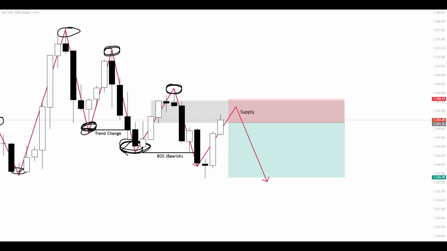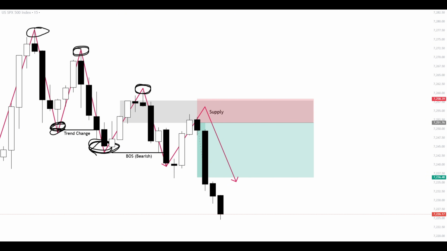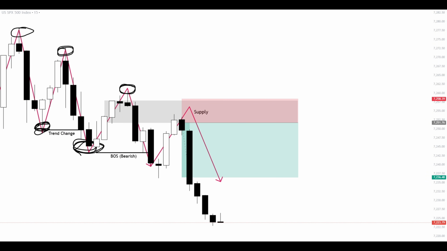We got the pullback to the upside, which hit into the supply. That means that it opened the sell setup. And soon after it hit, the next candles quickly rejected down, and it breaks below the last low, closing the sell setup on the take profit target, and even going lower than that.